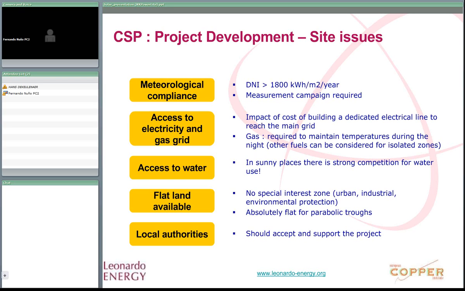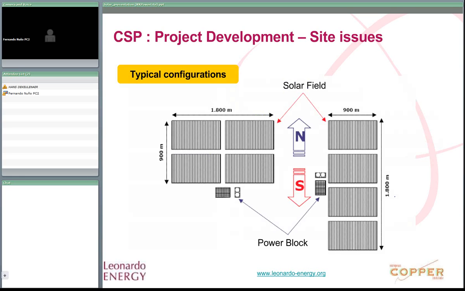The land must be flat and must be available, so no special interest zones like urban, industrial, environmental protection or any other. And the land should be very flat for parabolic trough technology. The local authorities finally should accept and support the project. These are typical configurations for parabolic trough technology, basically oriented north-south, with the tracking system in the east-west direction.